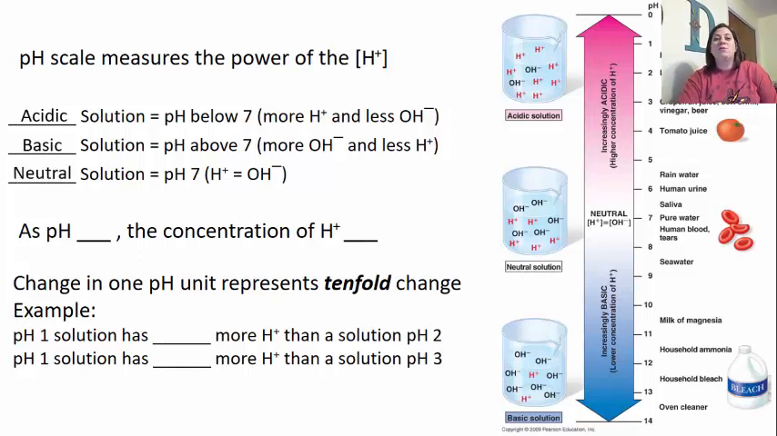Okay, so guys, when we look at the pH, as it starts to decrease, the concentration of hydrogens will increase. Now this increase is actually tenfold. So if we go from a pH solution of a 1 to a 2, it's 10 times more acidic at the 1 level than the 2. If we go from a pH of 1 to a 3, we see that the pH 1 has 10 or 100 times more hydrogens than the 3.